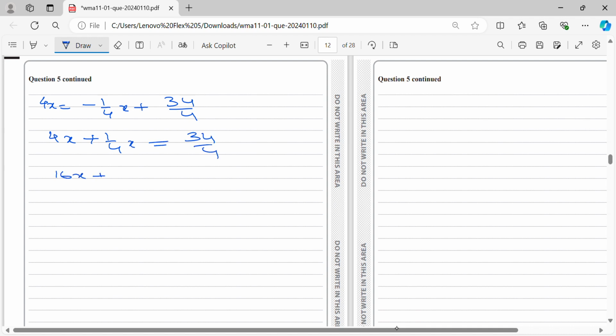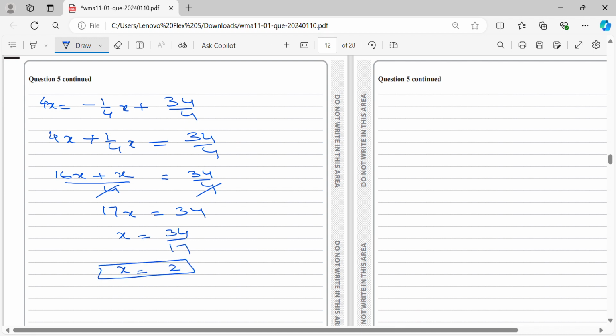Collect like terms. You can use a calculator here, it doesn't matter. 34 over 4, so 4, you can simplify. This is 17x equals 34, and x equals 34 over 17, and x equals 2. Alright, the value of x is 2.